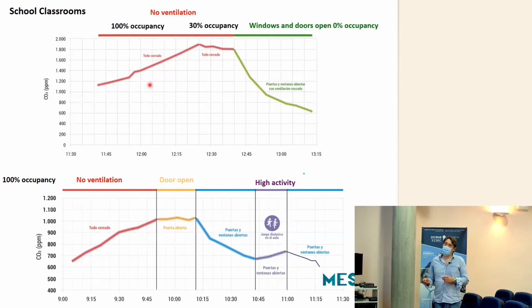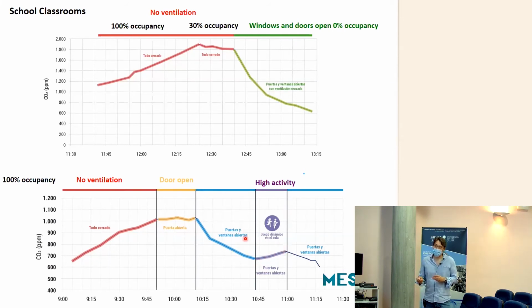And finally, here we have a different case. At the beginning, we have no ventilation. Then they open the door, we have a steady state. They open everything, it goes down. And an important thing, because we don't emit the same amount of CO2 all the time, depending on what we are doing. We're sitting, we're talking, we're moving around. So what happened here was some kind of dynamic play, what we call high activity in the room. And even with ventilation, as you can see, the level of CO2 goes up a little bit.